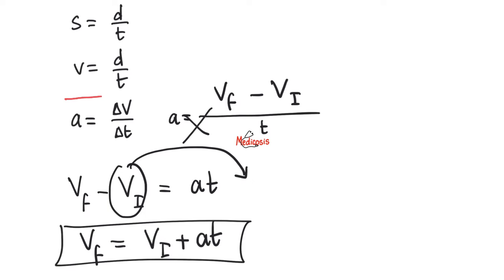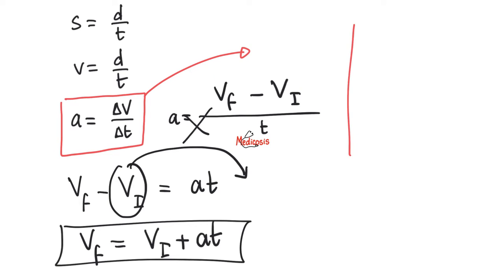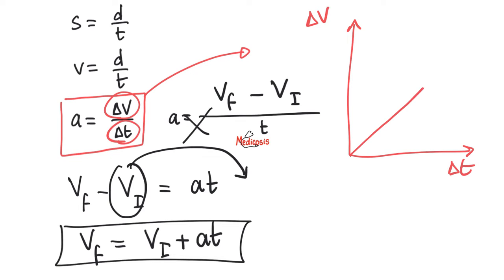Each equation deserves a graph. Can you graph it? Sure. So I have my axes. What's going to be on the y-axis? The delta v. And what's going to be on the x-axis? The delta t. And what's the slope of this line then? The slope is always rise over run, which means delta v over delta t, which is acceleration. So the slope of this line right here is acceleration.